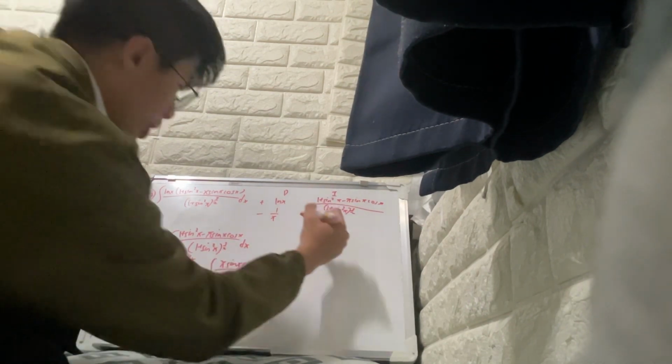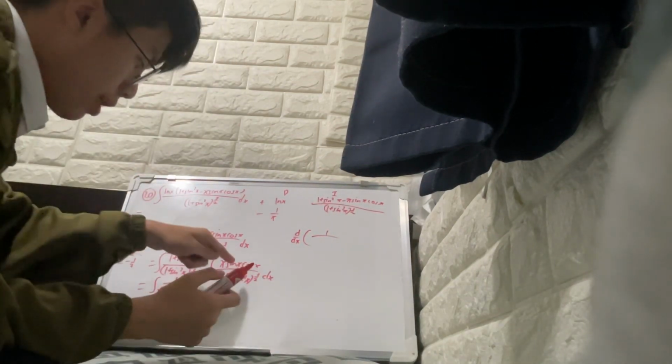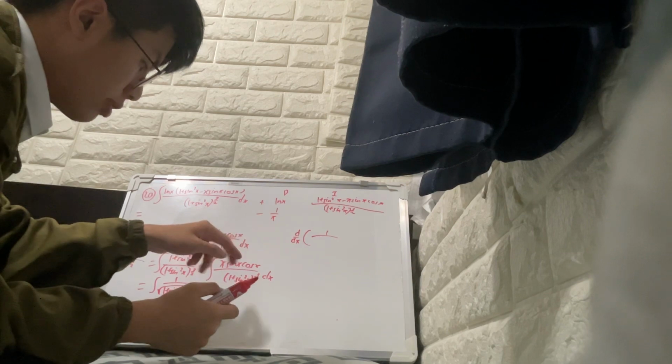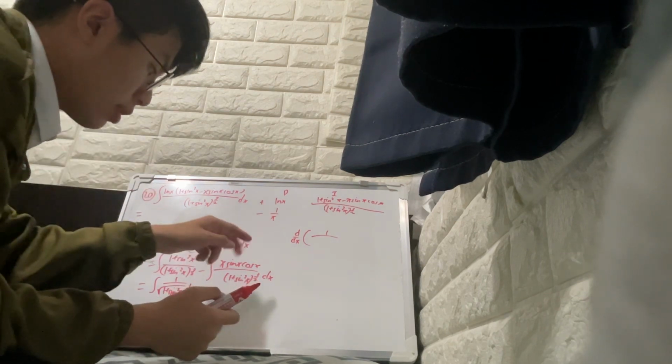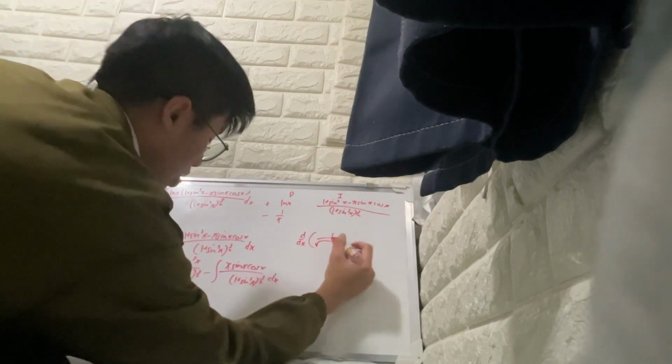Try to differentiate. 1 over square root of that, because you need to square root. First you get the square root and then divided by 1/2. Square root and then subtract 1 from the power.